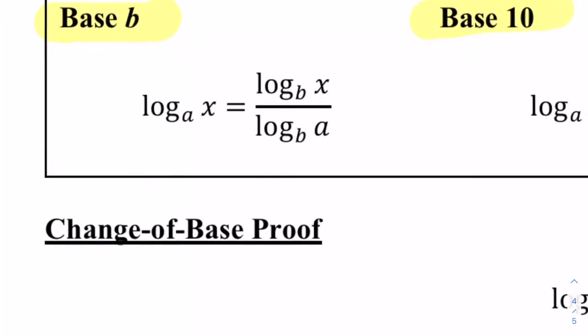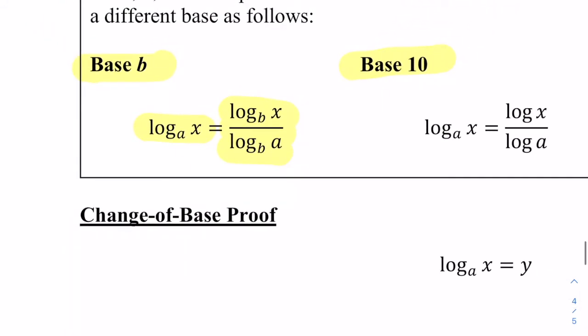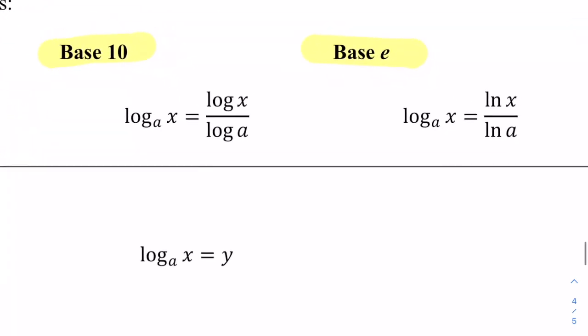What this means is that when we have an expression, log base a of x, we can rewrite that as a quotient: log base b of x divided by log base b of a. So you can use base 2, base 3, whatever you'd like. More often than not, people use the common logarithm or the natural logarithm. So if we have log base a of x, you can write that as log of x divided by log of a, or you can calculate it with natural log of x divided by natural log of a.